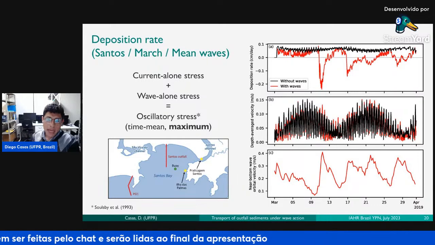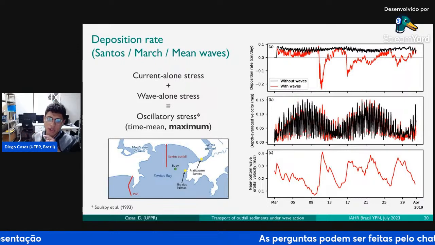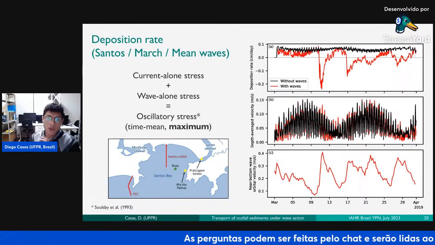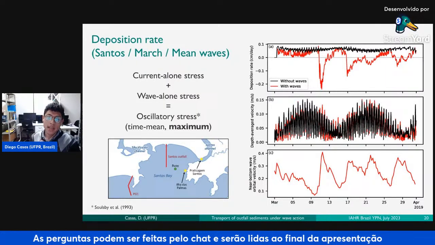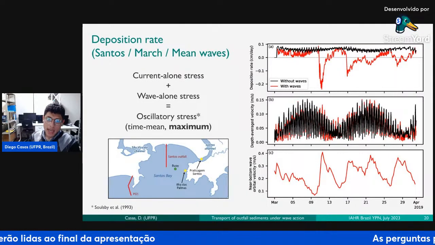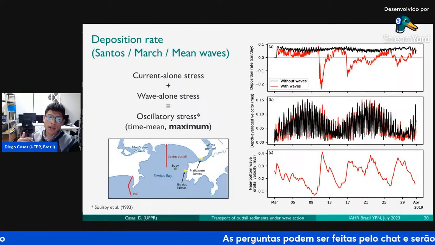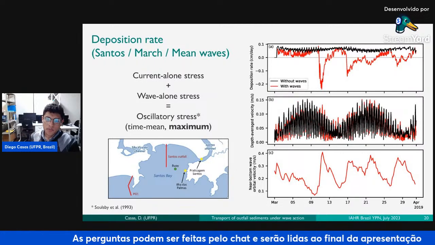This can be explained using the Soulsby theory. It says that the oscillatory stress in a wave-current environment has two components, a time-mean component and a maximum component. And it is composed of a current-alone stress and a wave-alone stress. And this oscillation is induced by the wave-alone stress.